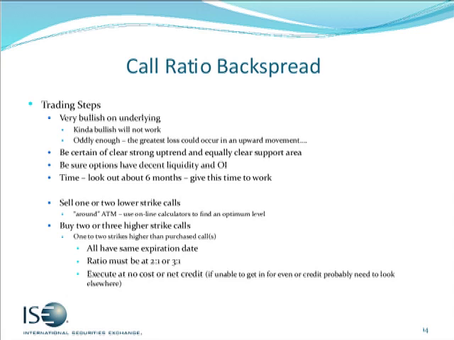So we're going to sell 1 or 2 lower strike calls. We want to be around the at-the-money strike. You're going to need to use an online calculator to find an optimum level. You need to run some what-if scenarios. If I use this one, if I use that one, what does it do to my break-even points? What does it do to my profitability? We're going to buy 2 or 3 higher strike calls. If we sell 1, we're going to buy 2. If we sell 2, we're going to buy 3. We're going to go one strike higher on that.